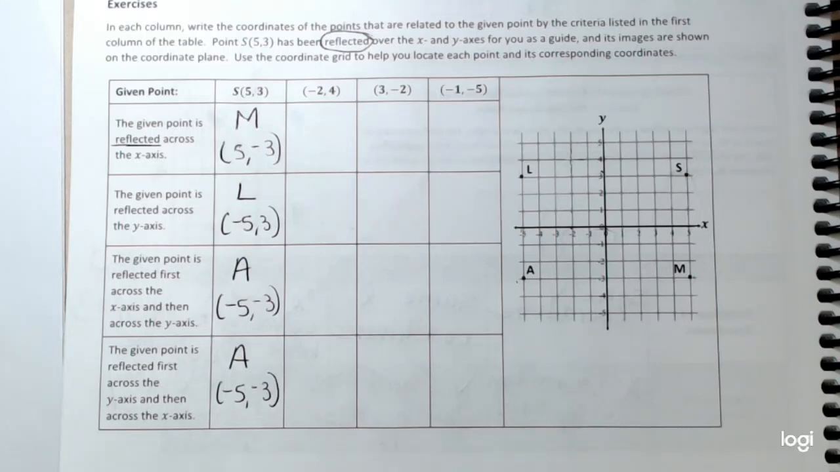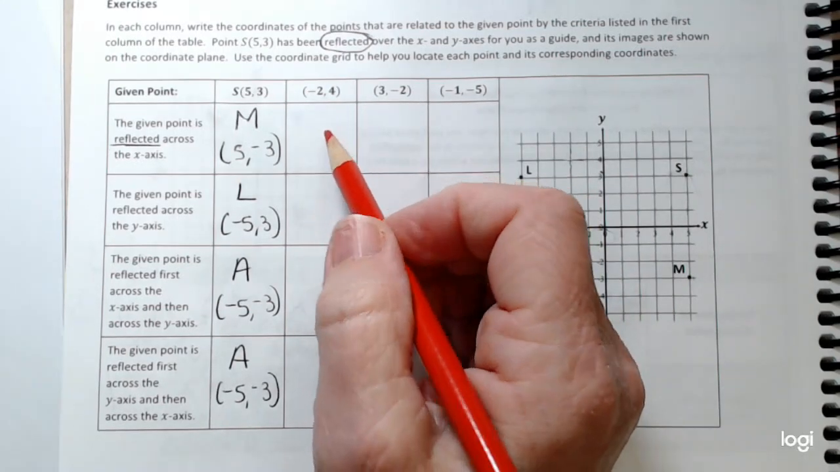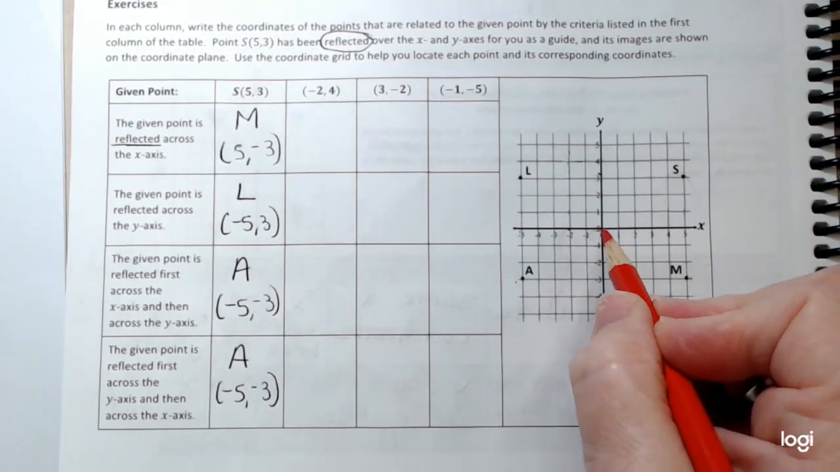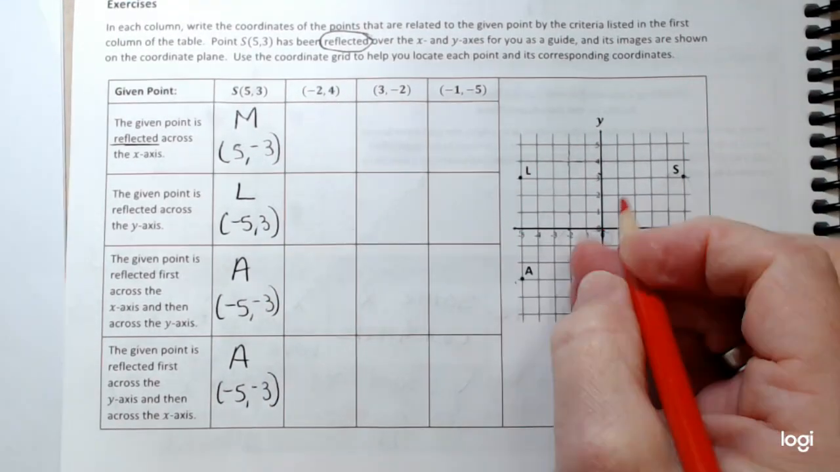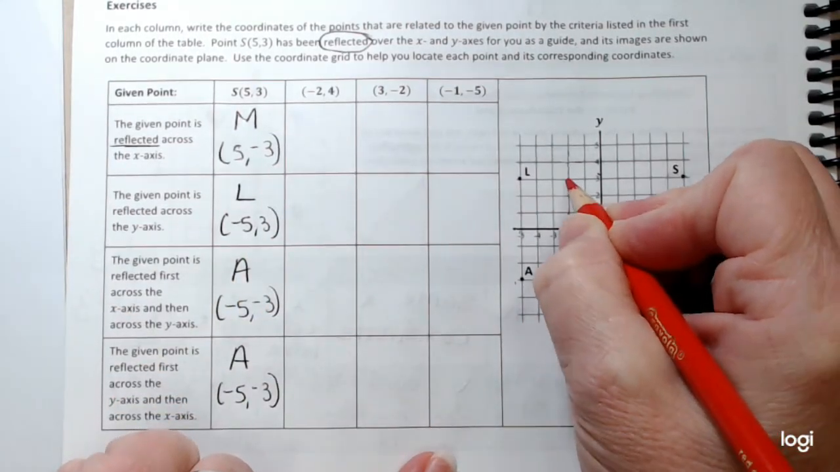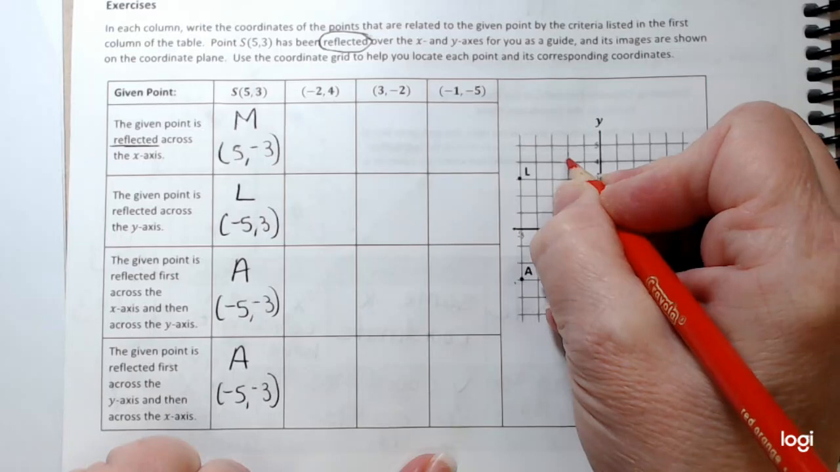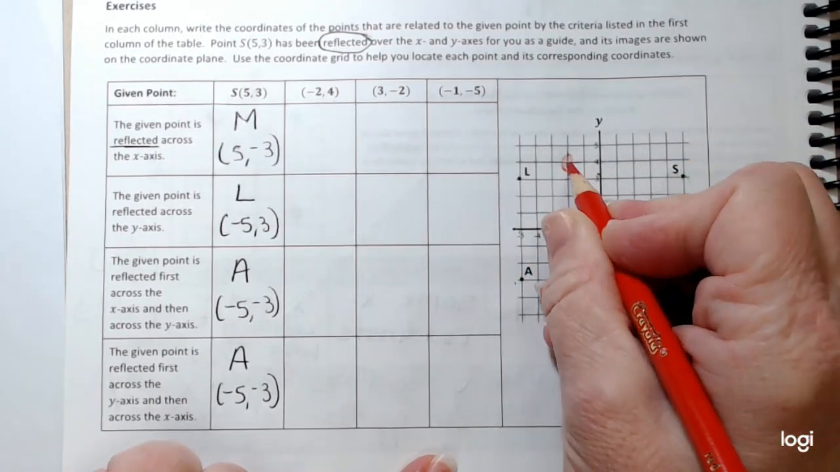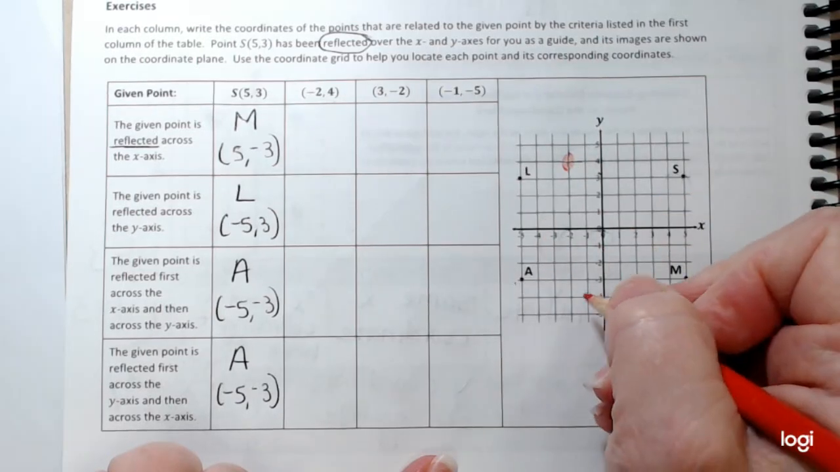All right, so let's go ahead and look at our next box here. We have to plot the point -2, +4. Start at the origin, go backwards 2, and up 4. And we're going to put our dot right here. -2, +4. Okay?